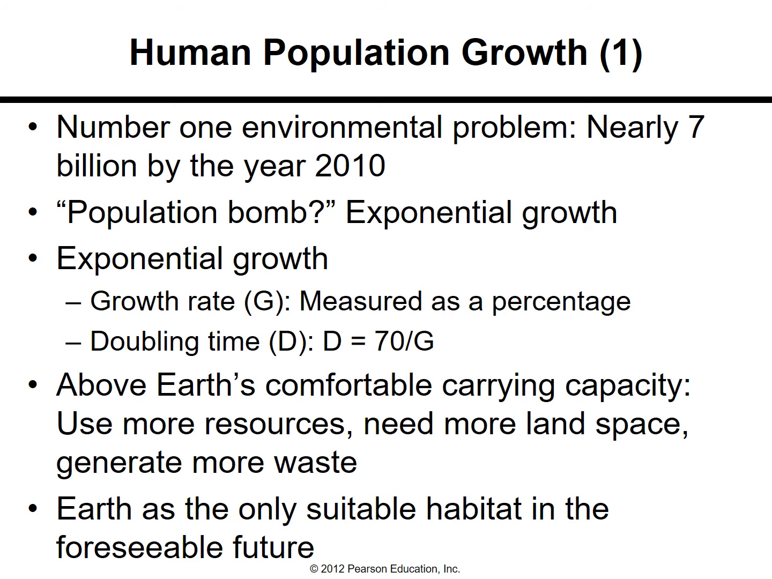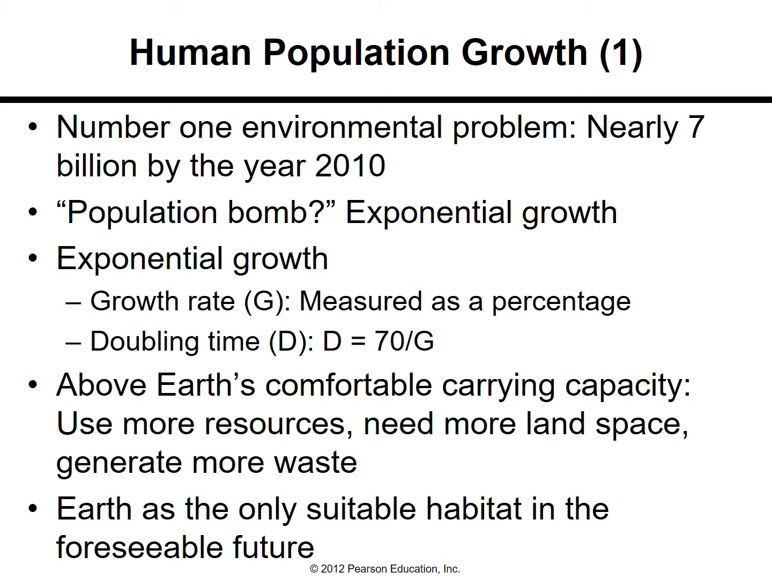That first issue is human population growth. It's the number one environmental problem on Earth. There were nearly 7 billion people on Earth by 2010. Your book talks about a population bomb, and I'll describe more about that in a minute. But it results from the fact that we're experiencing exponential growth, consistently and constantly growing.